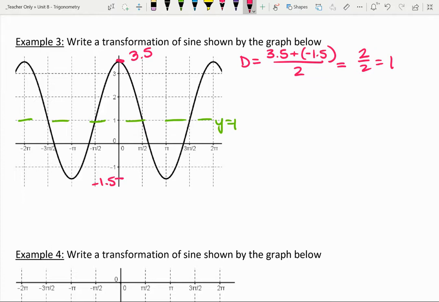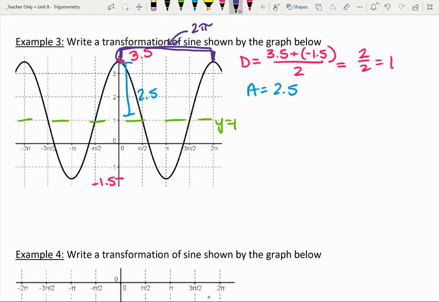Let's talk about the amplitude. If our midline is at 1, our amplitude here, the distance, looks to be 2.5. And again, we can calculate that. The difference between 1 and 3.5 is 2.5. So our A value is 2.5. Let's figure out what the period of this function is. Remember, the period is 1 cycle. So we could start it anywhere we want, like maximum to maximum, and it looks like that period is 2 pi.